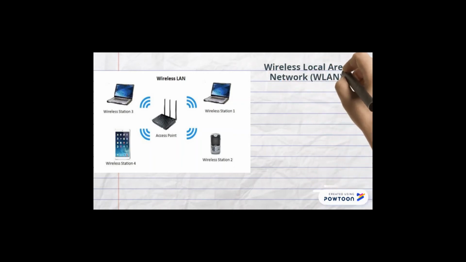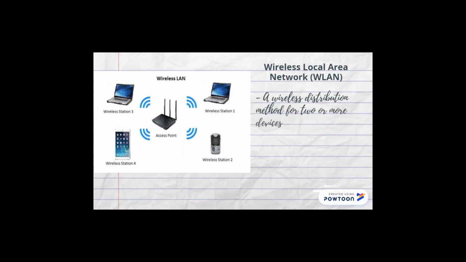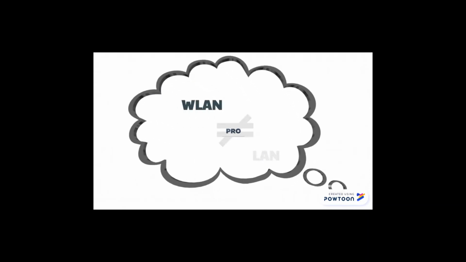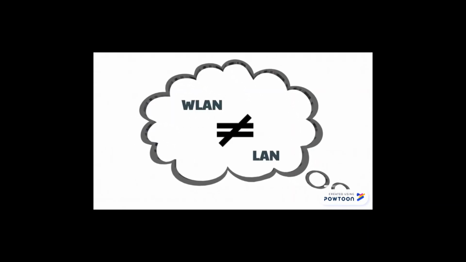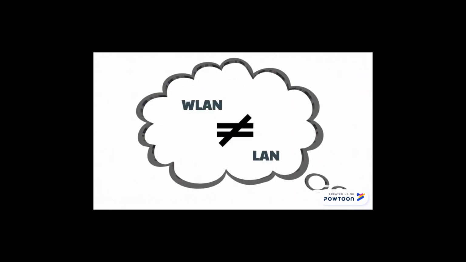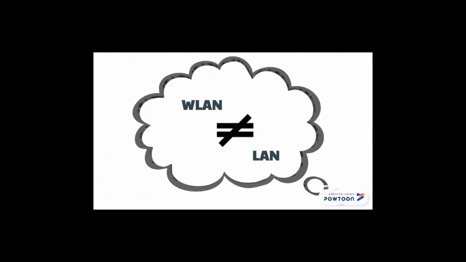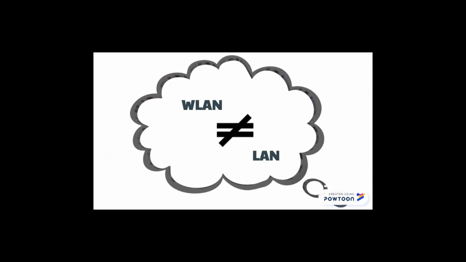The fourth one I would bring up today is the wireless LAN. Similar to its name, it is a wireless distribution method for two or more devices that use high-frequency radio and often include an access point to the internet. Please note that wireless LAN is different from LAN in that it is completely wireless, while LAN needs physical access like connecting the wires to the switches or the routers.